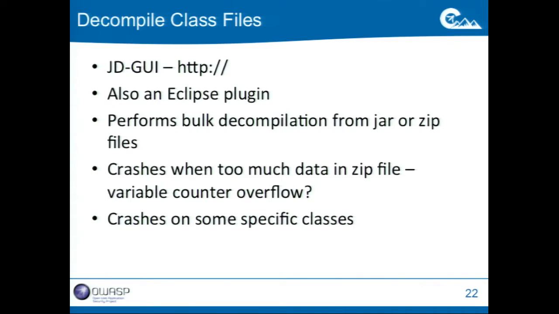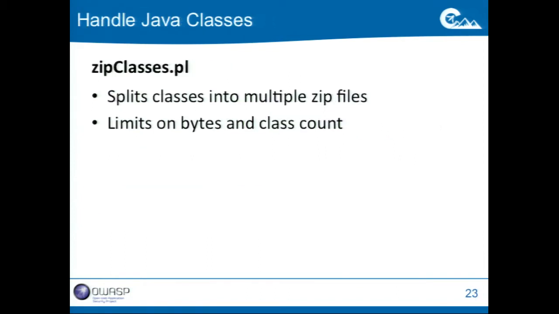Some counter, I'm guessing, will crash if you throw too much data at it. My suspicion is that it's something to do with a variable counter, because it's not a specific number of classes, it's not a specific number of bytes. So you need to split up the classes, limiting the zip files that are created based on the total number of classes.